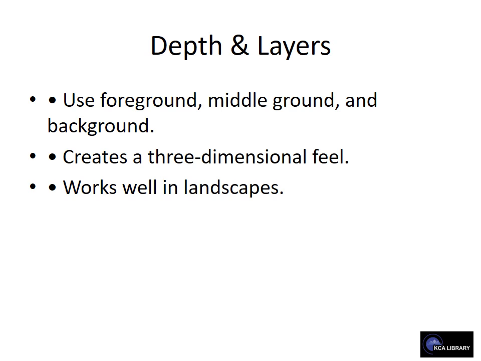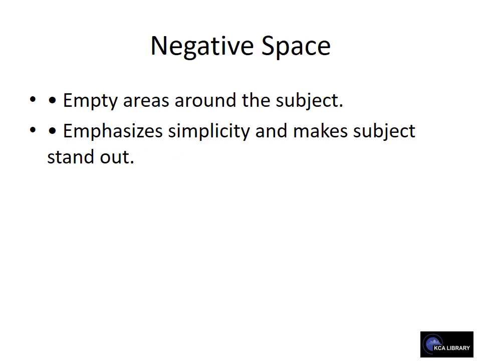You create multiple planes. You use foreground elements, you incorporate leading lines, you control the depth of field, and you use lighting strategically. You also have negative space. What does negative space mean in photography? It's a technique where the empty or unoccupied areas around a subject are used to emphasize and draw attention to the main subject. Negative space emphasizes simplicity and makes the subject stand out.